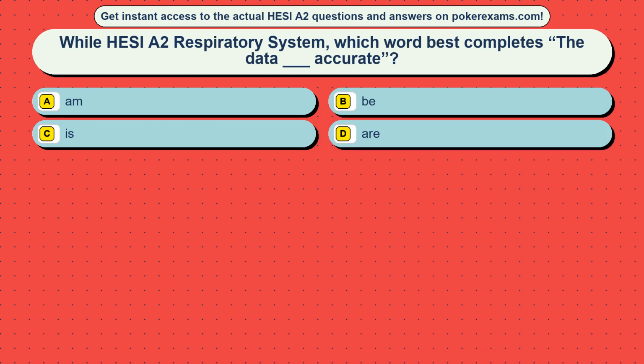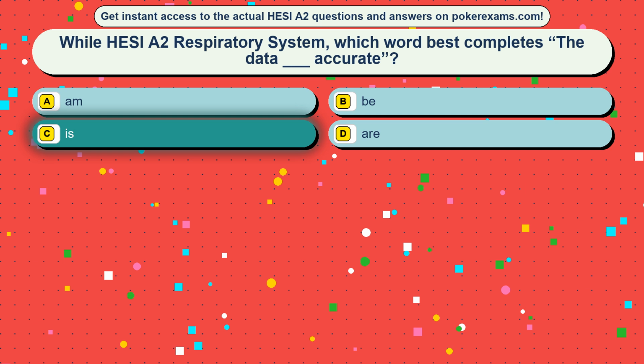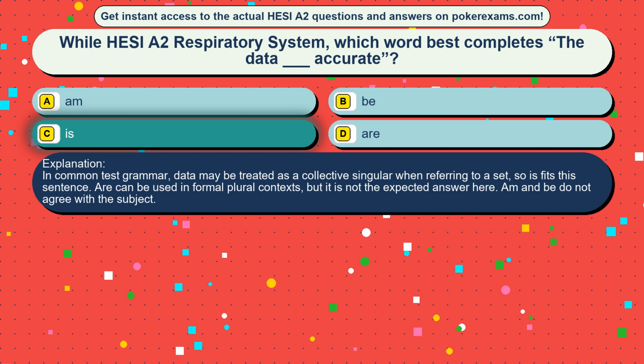Question 7. While HESI A2 Respiratory System, which word best completes the data blank accurate? Option A them, option B he, option C is, option D are. The correct answer is option C, is. In common test grammar, data may be treated as a collective singular when referring to a set, so is fits this sentence. Are can be used in formal plural contexts, but it is not the expected answer here. A and B do not agree with the subject.